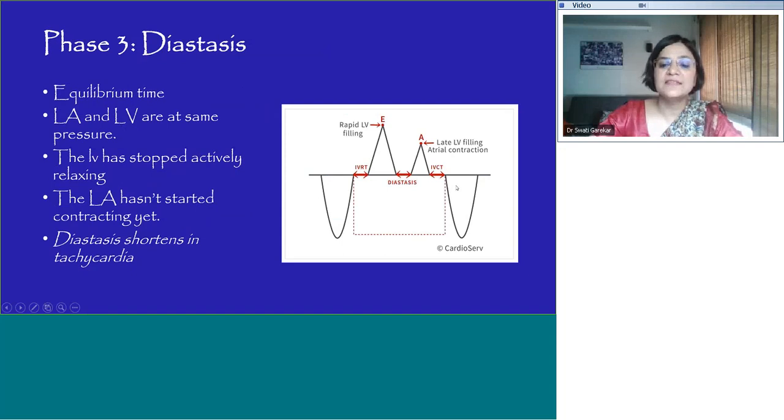Phase 3 is diastasis. Remember, when the LA and the LV pressures are the same, there's hardly any flow happening. The left atrium hasn't started contracting yet, and whenever there's tachycardia, or in most of our pediatric population, diastasis is very, very less.